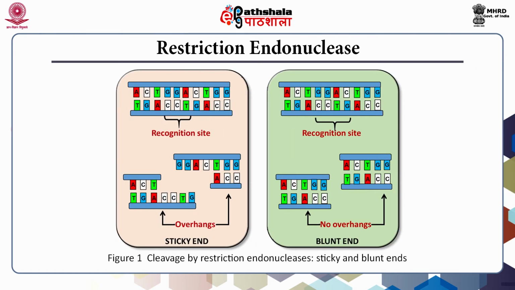Restriction endonucleases can cut the DNA molecule in two ways. They can cleave the two DNA strands at two different points. Such cuts are termed staggered cuts, and this results in the generation of protruding ends or sticky ends. Such ends can pair readily with each other upon being provided with suitable pairing conditions.